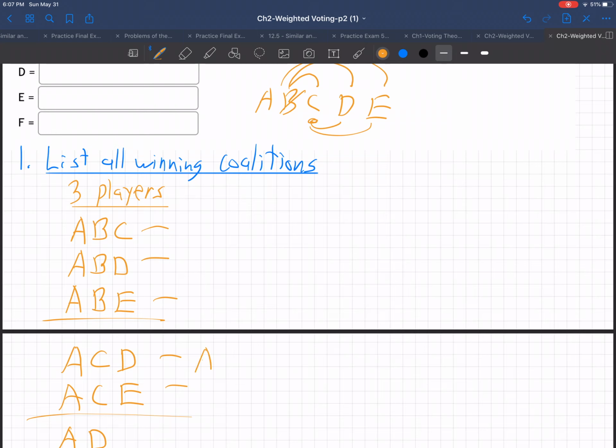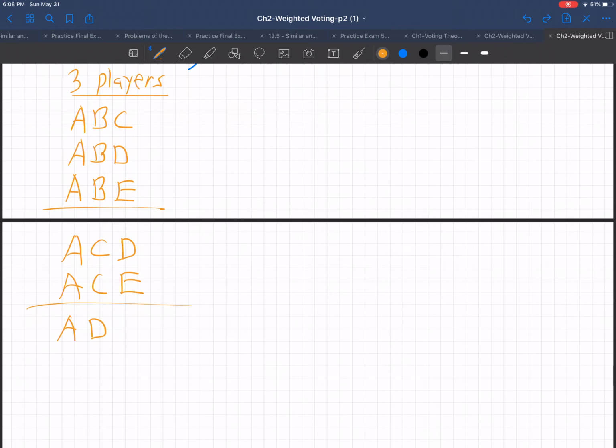You might think, well, you didn't go back ACB. That's already right here. So you never have to go backwards using this system. See how I'm using a system to make sure I don't miss anything? So I started with A, because you have to have A. And then from B, I went BC, BD, BE. It's all right here. Then I started with AC. And if you start with AC, you've got to end with D or E.